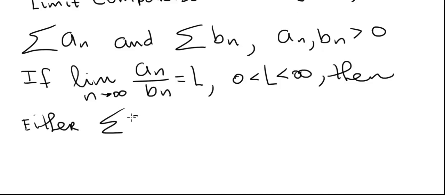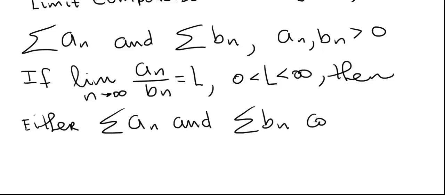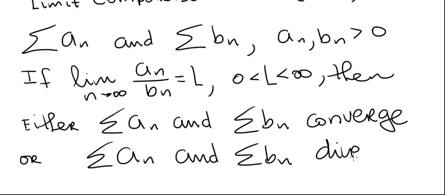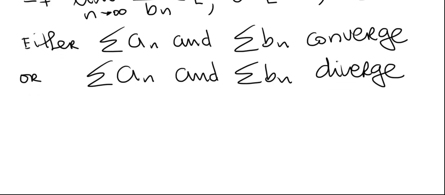the summation A sub n and summation B sub n converge, or they both diverge. What's not possible here is for the A sub n series to converge and for the B sub n series to diverge, and vice versa. Now, in a later video, we'll see another version of the limit comparison test, but this one is used most often. So let's return to our series.